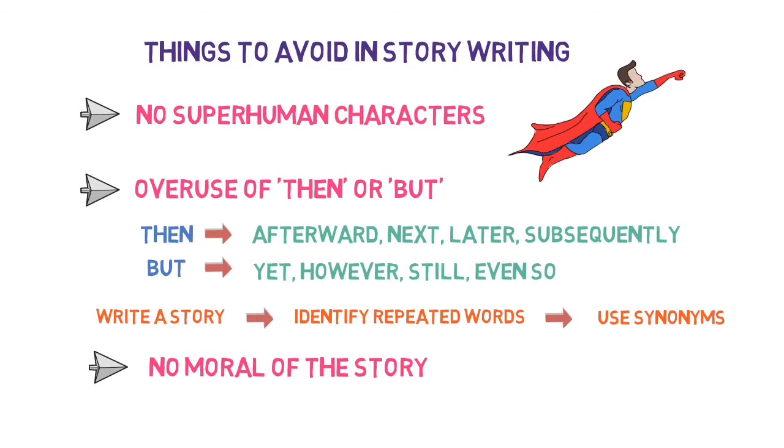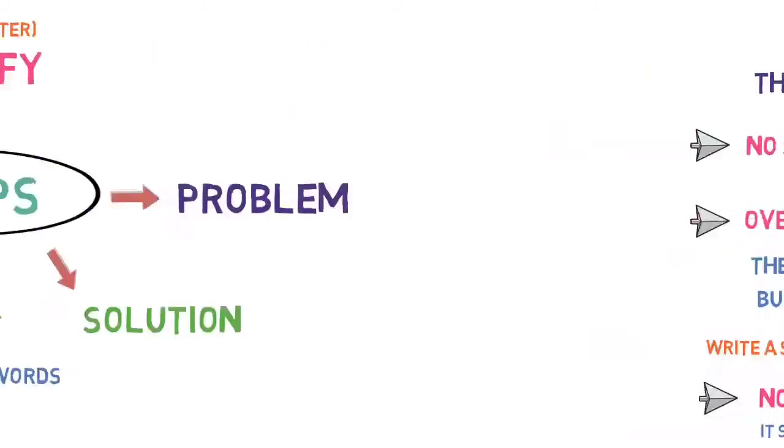And about the moral of the story: there should be some moral of the story, okay. Some message should be conveyed, and it should come naturally. There should not be a line at the end of the story saying, this is the moral of the story, as that should not be how the moral is given.